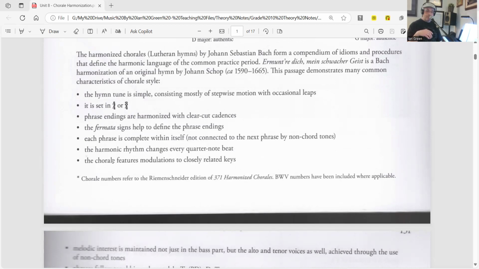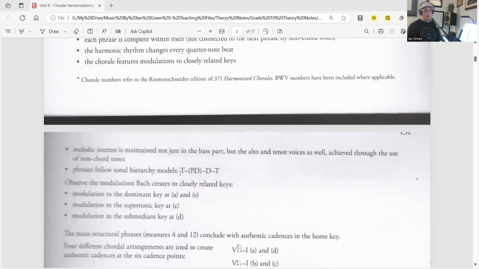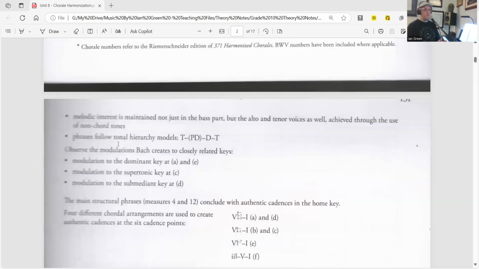Each phrase is complete, and also each phrase does not lead into the next. One phrase finishes with a fermata, then the next phrase starts. And usually there's some kind of modulation to closely related keys within each chorale. But there's no specific way that Bach does this all the time that's the same.